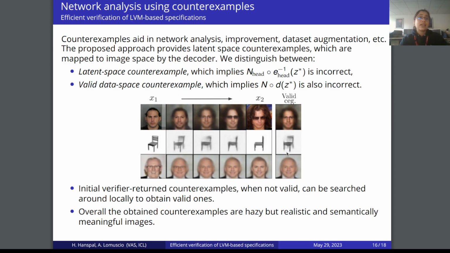Finally, when the outcome is non-robust, the verification backend returns a latent space counterexample, which is mapped to the data space by the decoder. However, since the decoder is not the inverse of the encoder, this image space counterexample may not result in network misclassification. For such cases, we do a local gradient-based search around the latent space counterexample, and it often results in a valid image space counterexample. These are all slightly hazy, but semantically meaningful as per the verification query and network task.